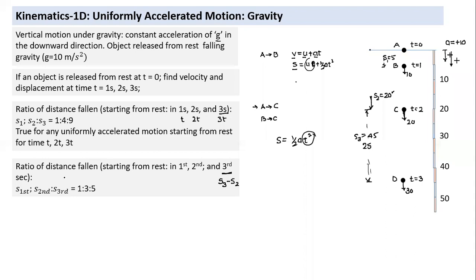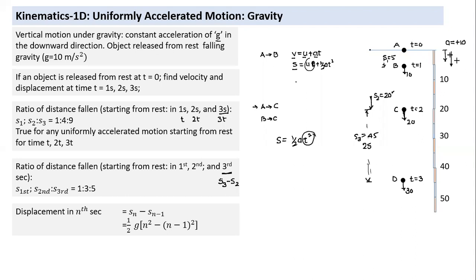So let's apply it: what is the distance it has fallen in the first second, second second, and third second? The first second is 5, the second second is from B to C, and the third second starts from C and ends at D, which is 25. So if we take this ratio, the ratio comes equal to 1:3:5. Very simple ones. So if we want to express it in more general terms, not second and third second, let's say, what is the displacement in the nth second.